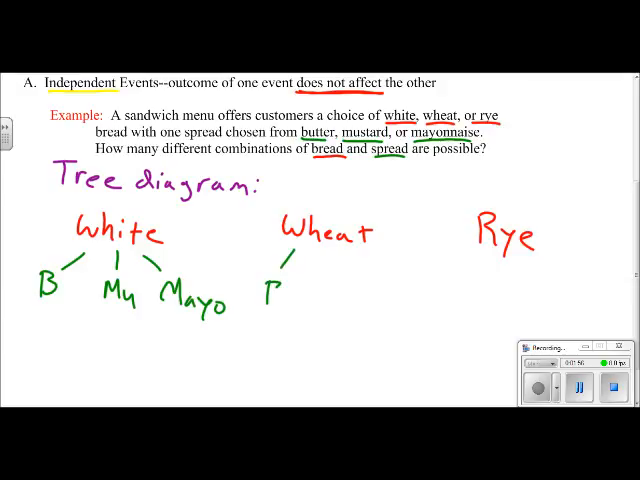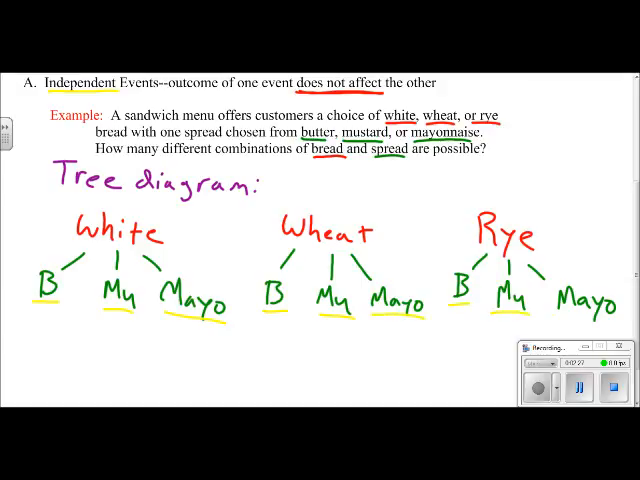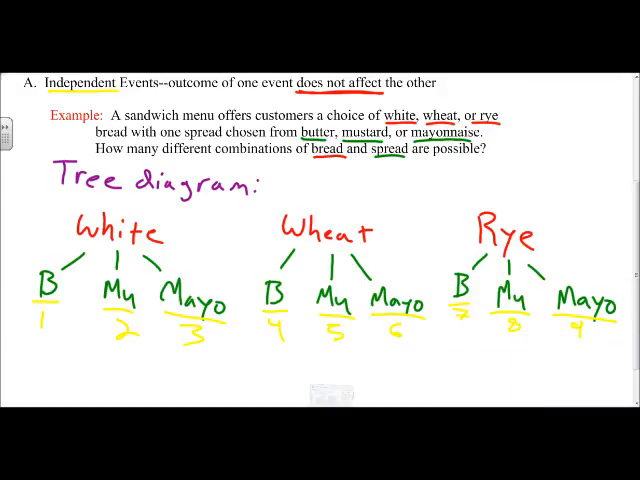If we're using wheat bread, we could also have butter, mustard, or mayonnaise. And if we're using rye bread, again, butter, mustard, or mayonnaise are our possible spreads. So it looks like we literally have every single possibility mapped out. We could have white and butter, white and mustard, white and mayo, wheat and butter, wheat and mustard, wheat and mayo, rye and butter, rye and mustard, rye and mayo. So there are 1, 2, 3, 4, 5, 6, 7, 8, 9 total combinations. So there are 9 possible combinations of bread and spread.